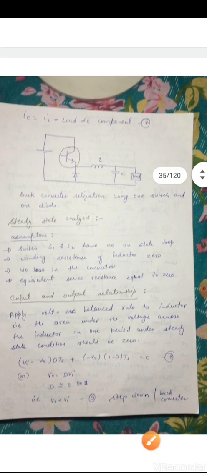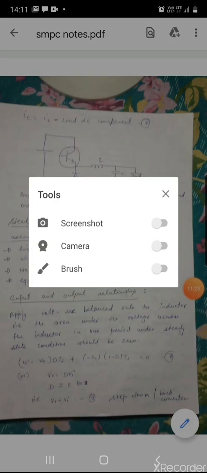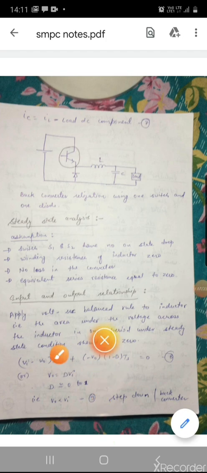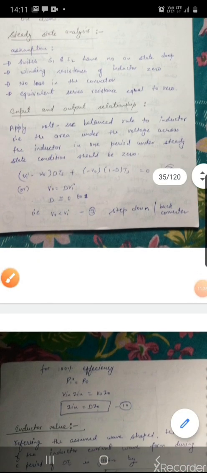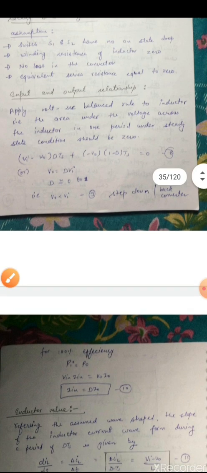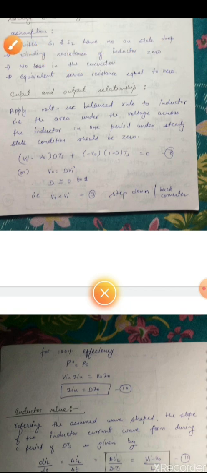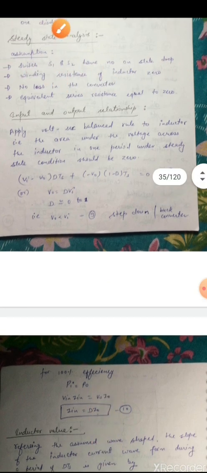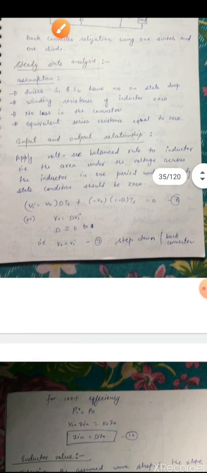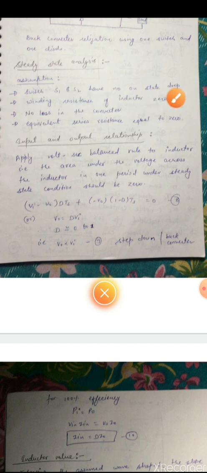So what is to be done for steady state analysis? These are the assumptions for steady state analysis: switches S1 and S2 have no on-state drop, the winding resistance of the inductor is 0, there is no loss in the converter, and the equivalent series resistance is equal to 0.